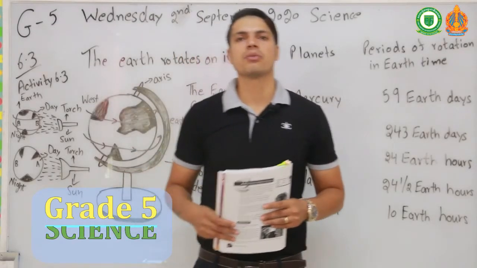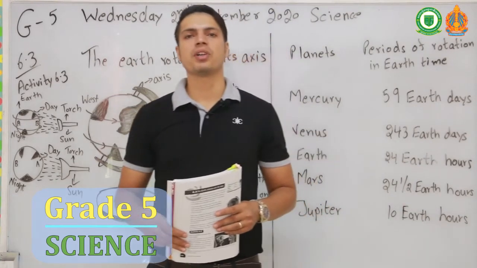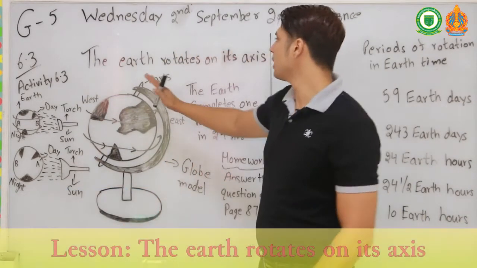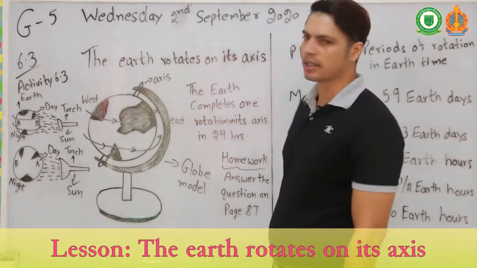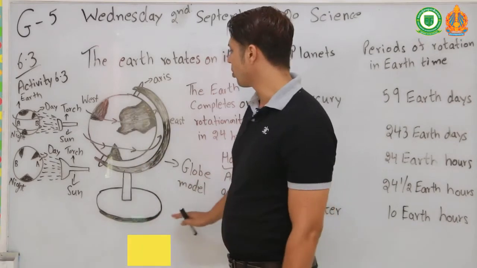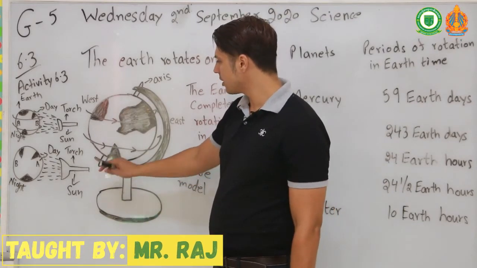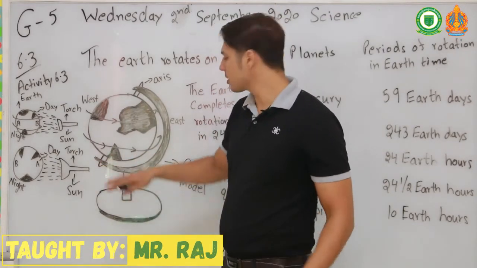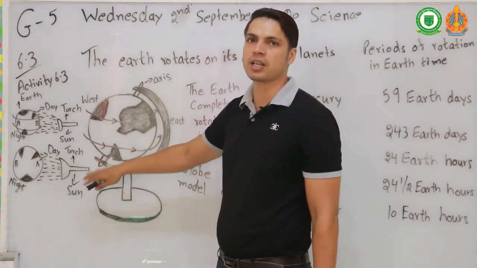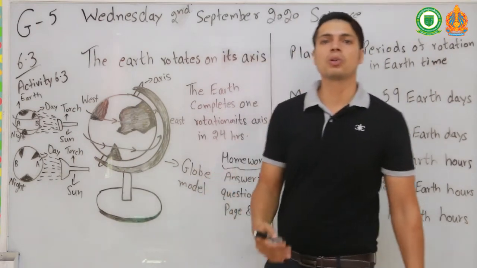Hello students, welcome back to our third and last video for today. And today we learn about how the Earth rotates on its axis. What does it mean? So this is a globe model. We cannot see it, it's an imaginary stick, a line. We call it the axis, from the North Pole to the South Pole.